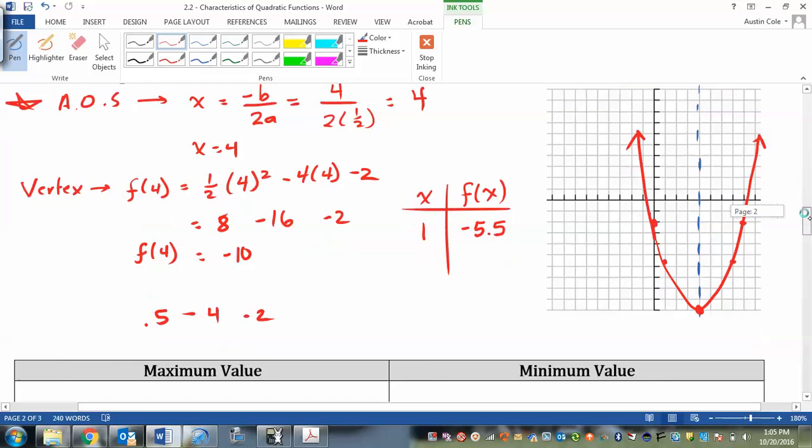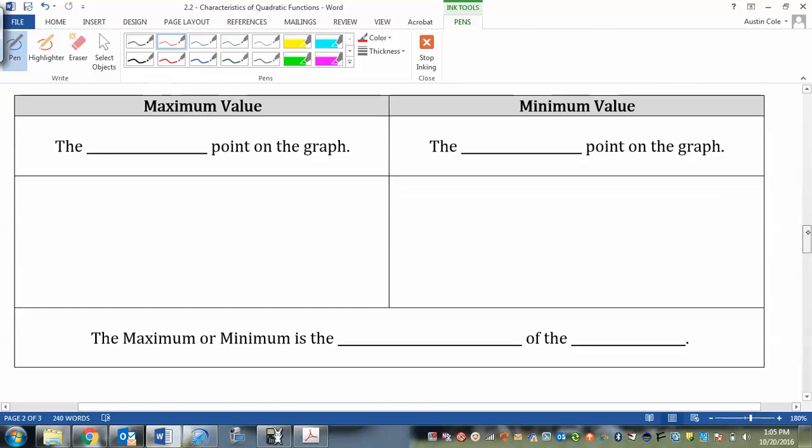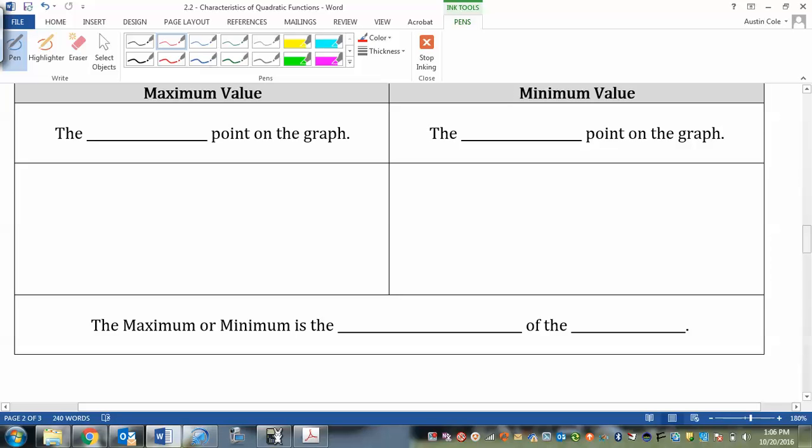Guys, we're going to do one more thing. I'm going to talk about maximums and minimums. It's very similar to what we've already done. Okay? Now, a maximum is the highest point on the graph. A minimum is the lowest point on the graph. Okay? So if I'm going to have a maximum, does the graph need to open up or open down? Up.